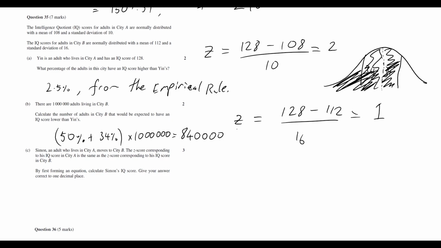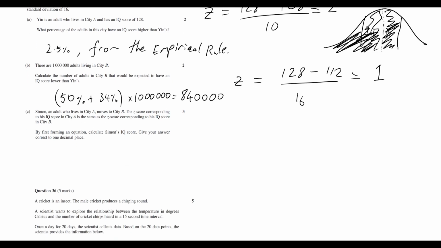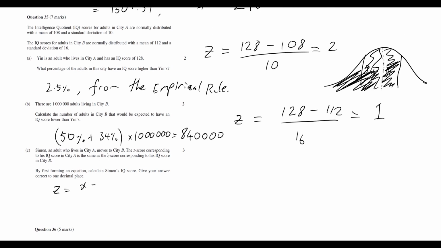So part C, Simon, an adult who lives in City A, moves to City B. The Z-score corresponding to his IQ in City A is the same as the score corresponding to his IQ in City B. By first forming an equation, calculate Simon's IQ score. Give your answer correct to 1 decimal place. Okay, so what we can do here is make up 2 equations. So we know for City A that his Z-score must be equal to his actual IQ minus the mean, which was 108, all divided through by the standard deviation of 10.